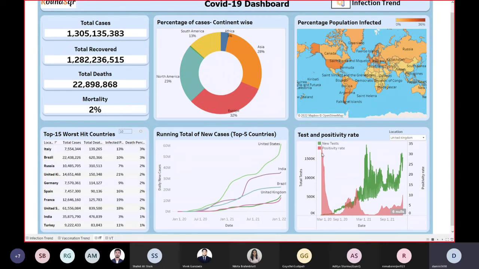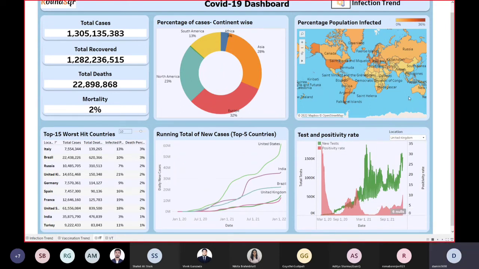Now the other visual is tests and positivity rate. We have also put a location filter in here that shows what the positivity rate was at different times and what the total tests being taken were. The pink area graph shows the positivity rate. So on 24th April, for United Kingdom, around 23% was the positivity rate, and the green area chart trend line shows the new tests that were being done. We can see for United Kingdom, positivity was very high before June 2020, but after they started having massive tests being done, the positivity rate started declining.